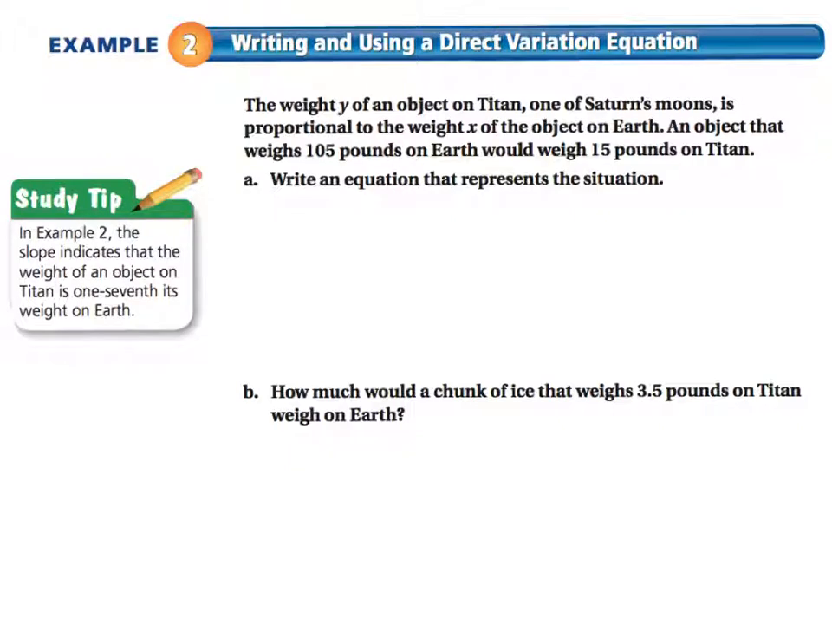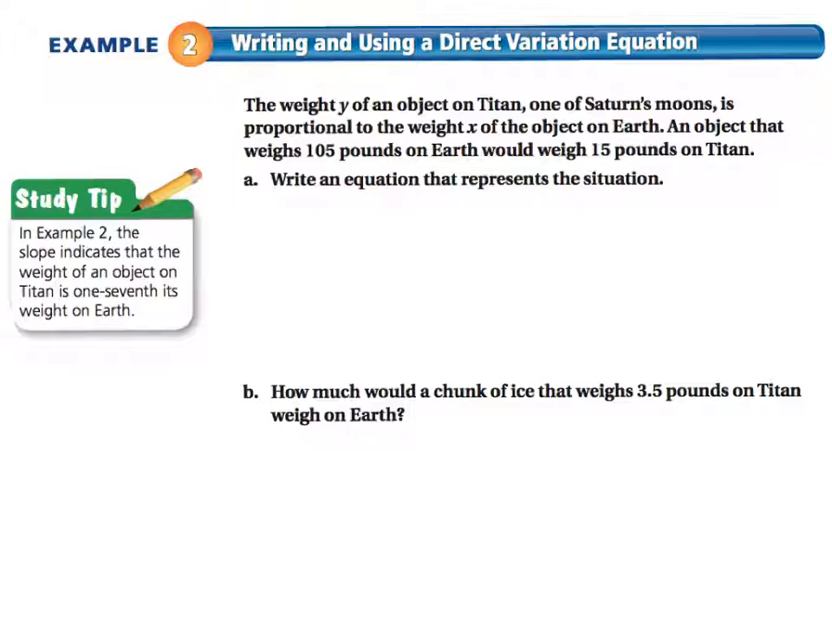Now in example 2, we're going to write and use direct variation within an equation. So here's what it says. The weight y of an object on Titan, one of Saturn's moons, is proportional to the weight x of the object on Earth. An object that weighs 105 pounds on Earth weighs 15 pounds on Titan. Write an equation that represents the situation. So this is where we got to think what we're going to do. So how are you going to do this? Now we have a couple options.